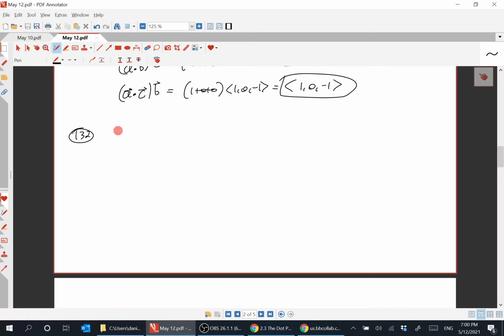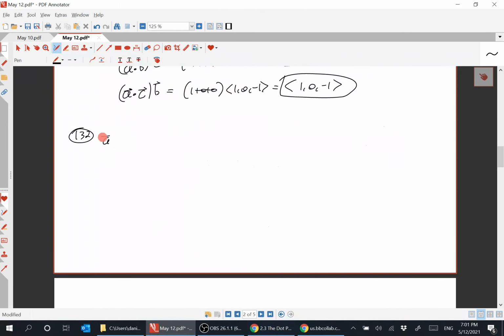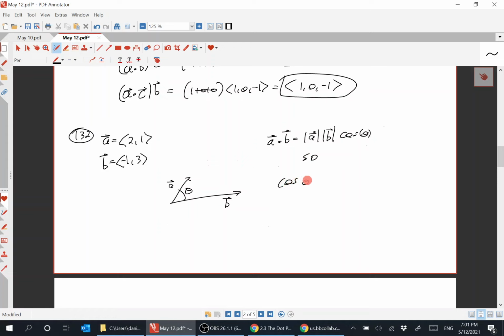All right. So, I forgot the problem. The vector A is 2, 1. The vector B is negative 1, 3. And we're trying to find this angle theta between them. So the dot product A dot B is equal to length A, length B, cosine of theta. So cosine of theta is equal to A dot B over length A, length B.